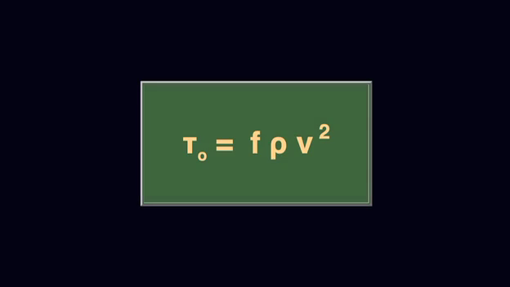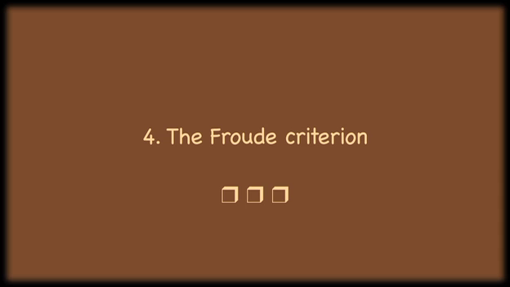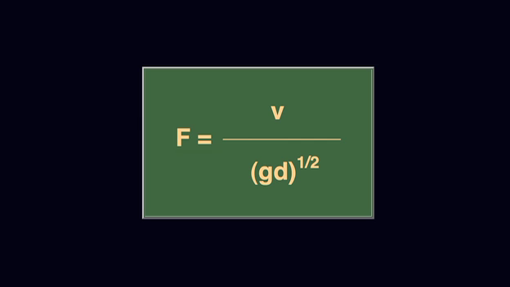The quadratic friction formula of fluid mechanics is in which rho is the mass density of water, F is a friction factor for open channel flow equal to 1/8 of the Darcy-Weisbach friction factor, F sub d, and V is the mean velocity. The Froude number is in which g is the gravitational acceleration and d is the flow depth.